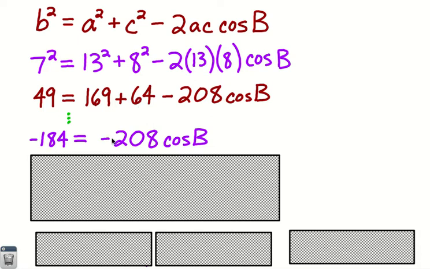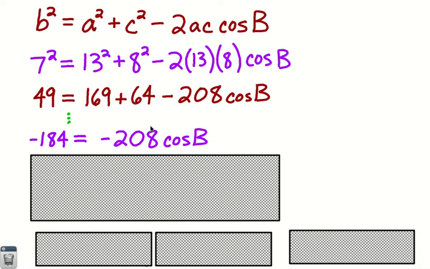So again, do not combine it with this minus 208. That would be disobeying order of operations, right? Don't ignore that we're multiplying the negative 208 with the cosine of B. So what you need to do is add these two numbers together and then subtract it to the other side, and you end up with negative 184.